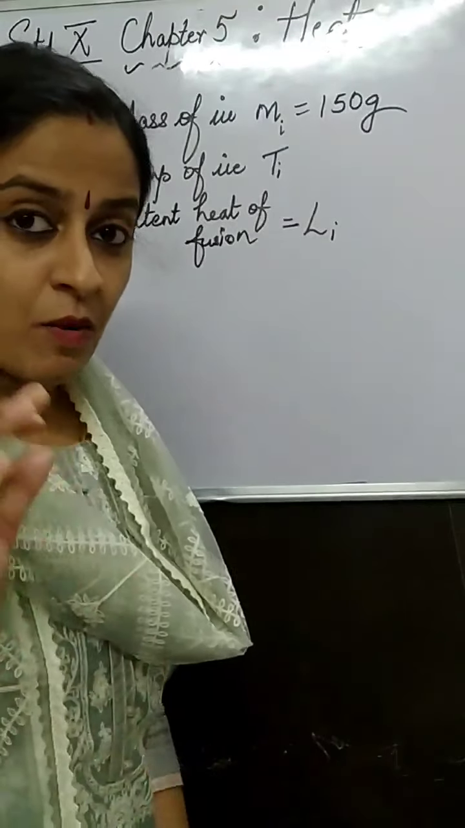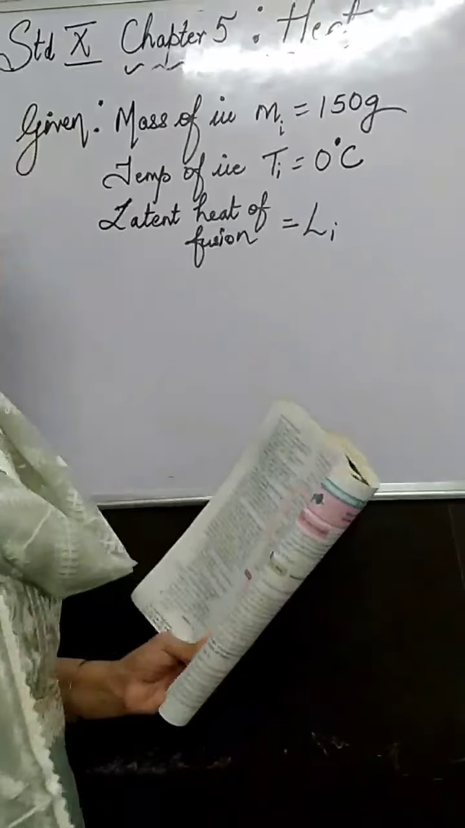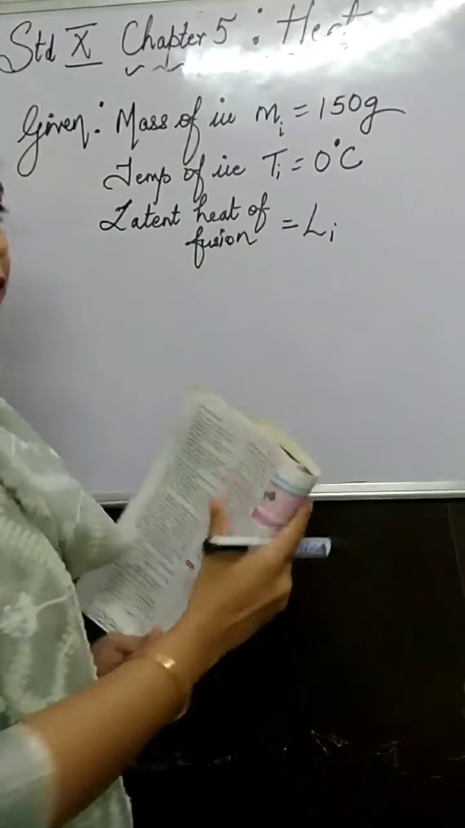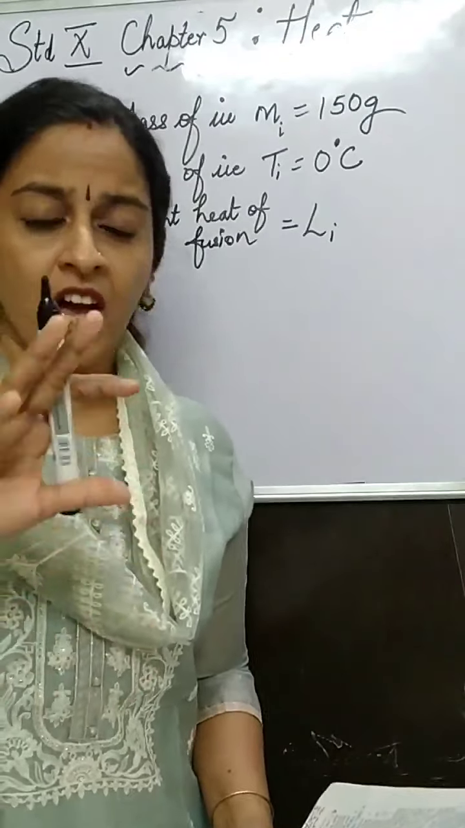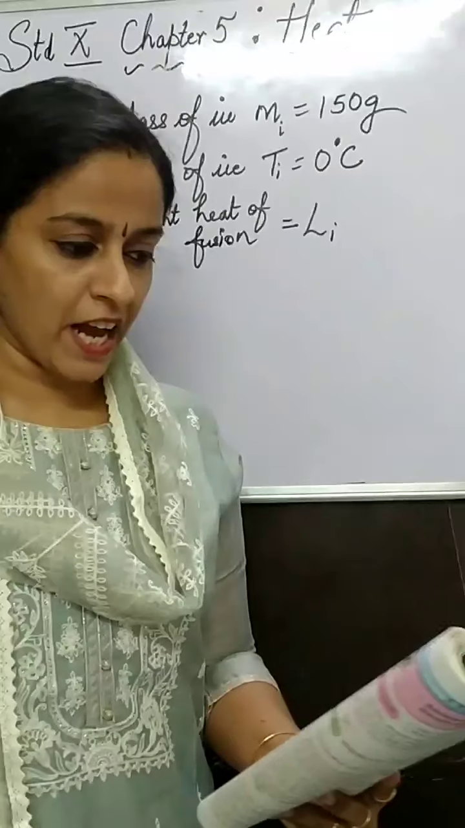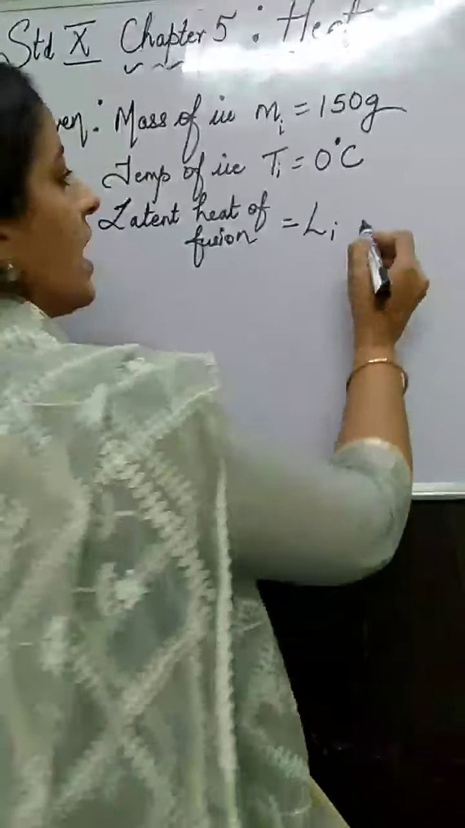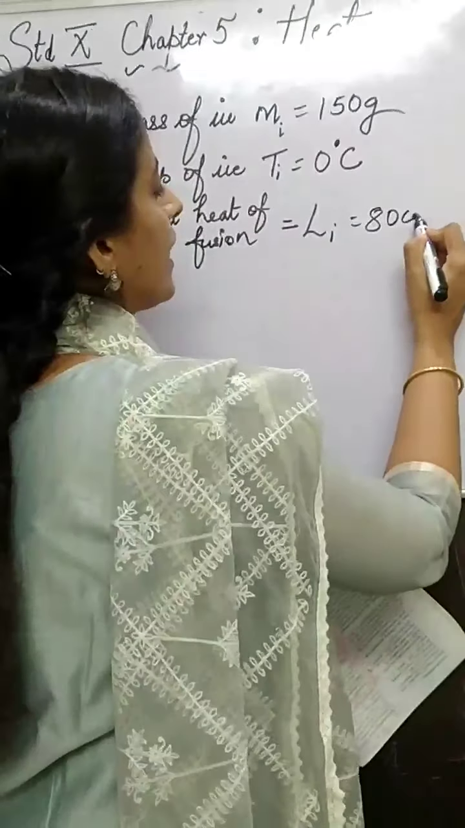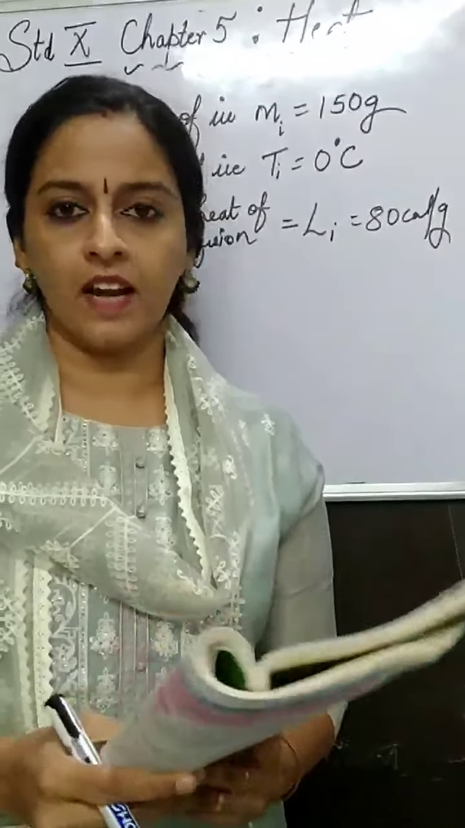Temperature of the ice. What was the temperature of the ice? Initial temperature 0 degree Celsius. Okay. Latent heat of fusion. Ice is going to melt. This is the story that you have to tell yourself. Ice will melt, so it is latent heat of fusion of ice. It is given in the question. Latent heat of melting of ice is 80 calorie per gram. Okay, that is given.